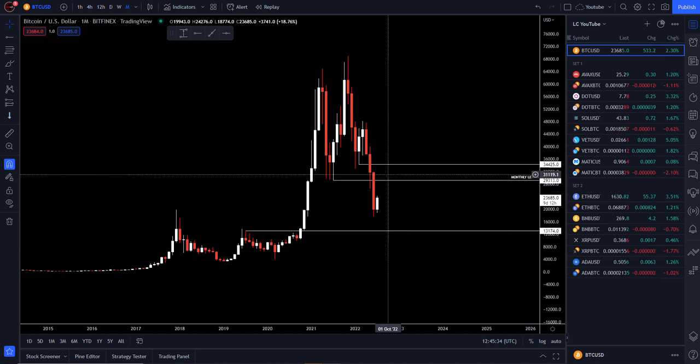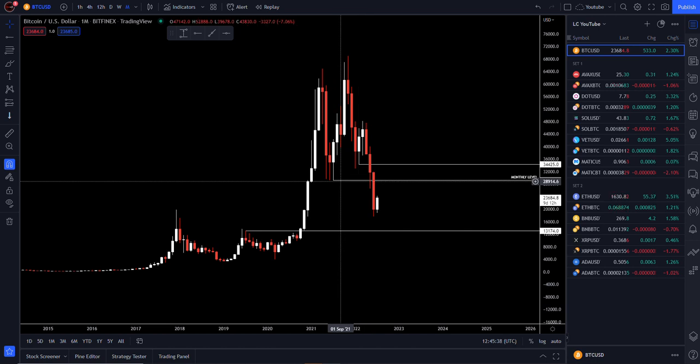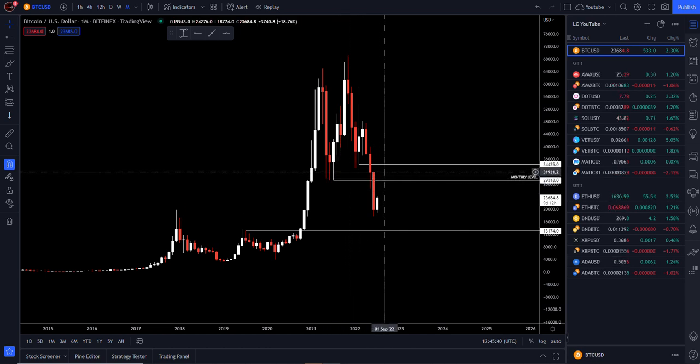Personally, I think we do push a little bit higher. I think this level is way too obvious, and a lot of people are looking to try and short it. So we'll probably push a little bit higher, liquidate those eager shorts, and then potentially see some lower prices.